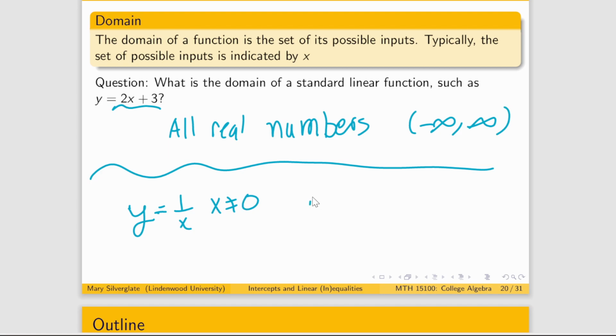What if I had something like y is equal to the square root of x? What would I not be able to plug in? I could not plug in negative numbers if I'm going to stay real. If I have a negative underneath a square root, that's imaginary. That's in the last part of this class, so this x has to be positive.